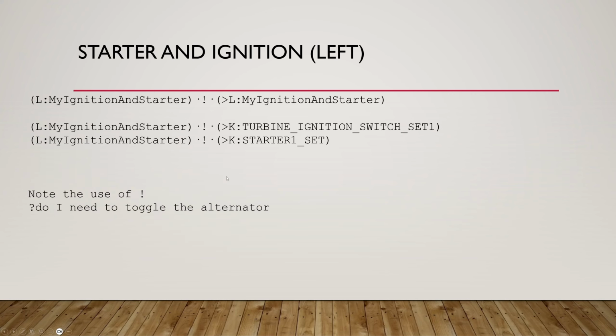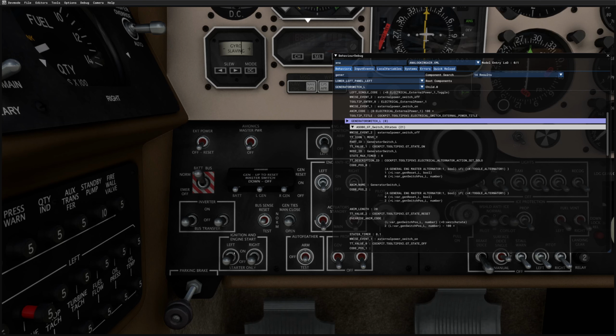The starter and ignition. Again, it's another 3-position switch. And generally you're going to want to go from off to on and back again. So that's what you'd normally want to do. That turns the ignition and the engine starter on. Going this way here just runs the starter motor, and it won't light because there's no ignition.